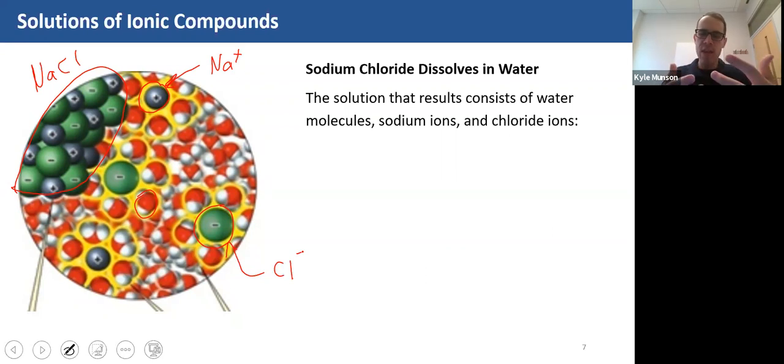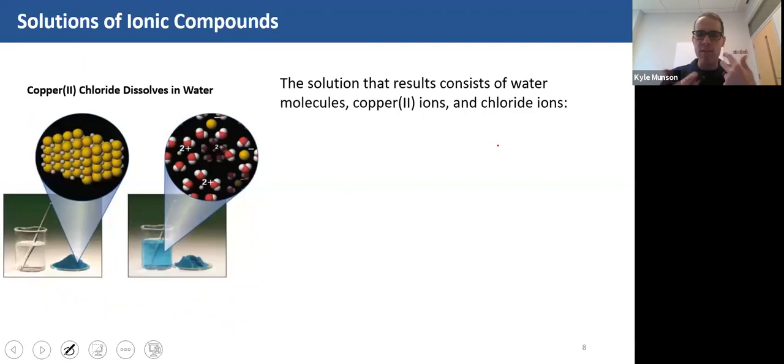So the solution that results consists of water molecules, sodium ions, and chloride ions. So again, we're going to end up with water, sodium ions, and the chloride ions. That's going to be our ionic solution. All right, so here's another example.